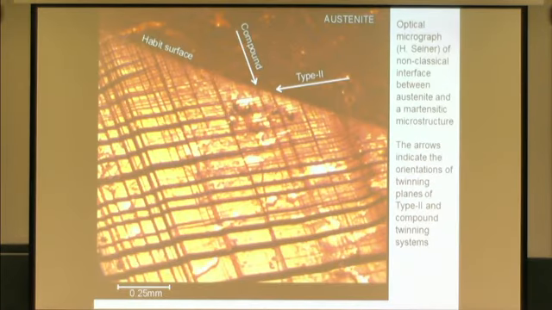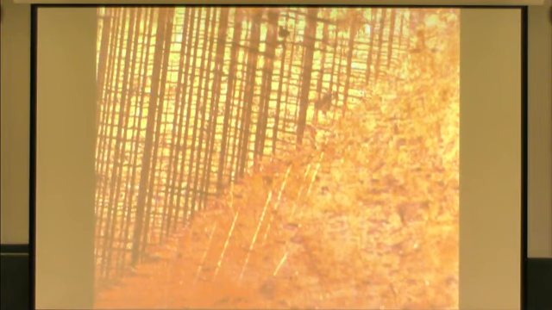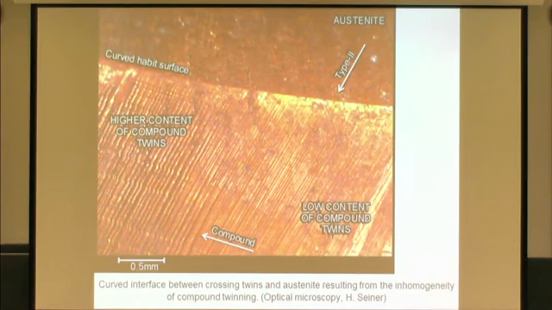And these are some pictures of these non-classical austenite-martensite interfaces where you see, over here's the austenite and here's this double laminate of martensite. And you can even make them curved, and we have some analysis of this.